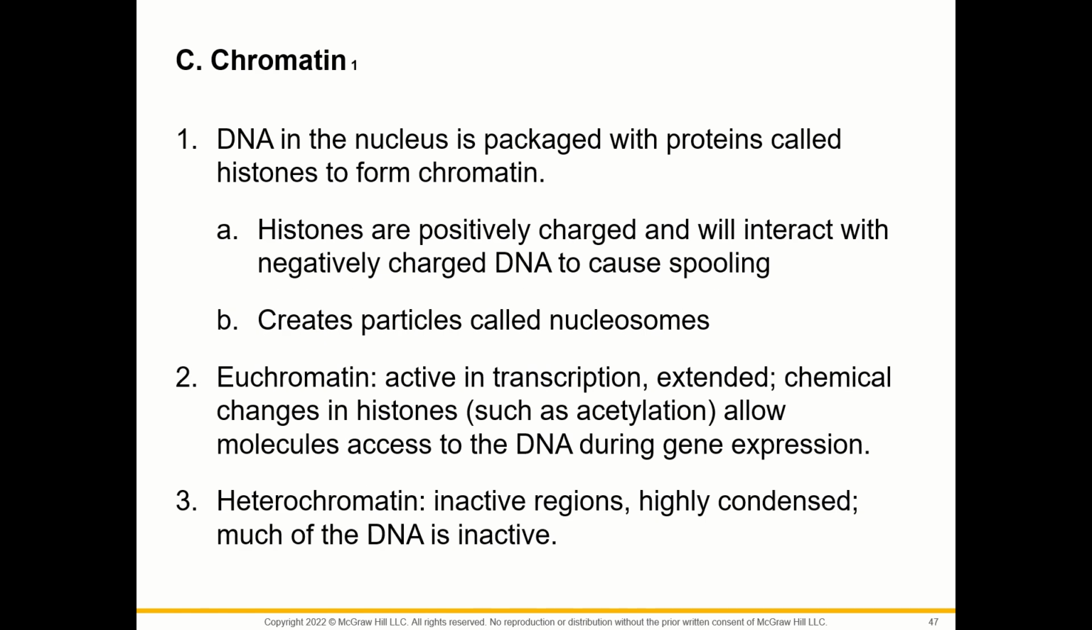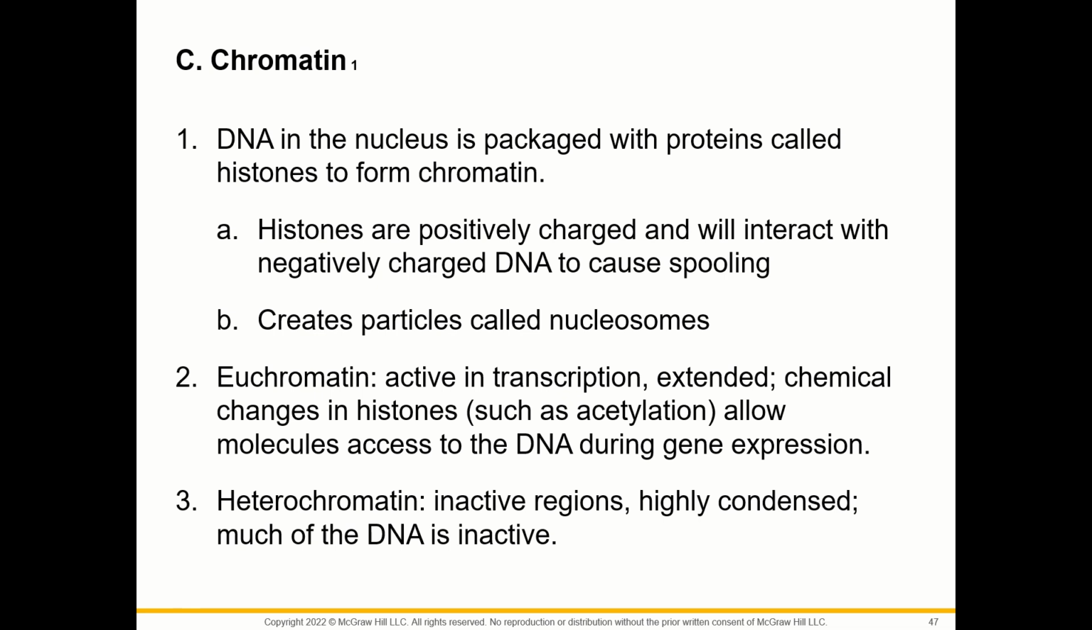Now let's talk about chromatin. DNA in the nucleus is packaged with proteins called histones to form chromatin. Histones are positively charged and will interact with negatively charged DNA to cause spooling, and this creates particles called nucleosomes. Euchromatin is active in transcription, it's extended, it has chemical changes in histones such as acetylation, and it allows molecules access to the DNA during gene expression.